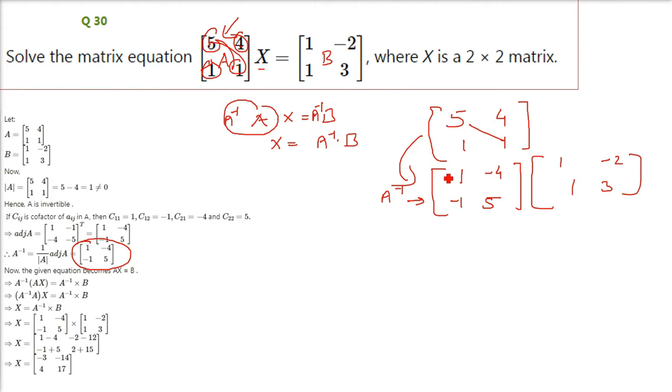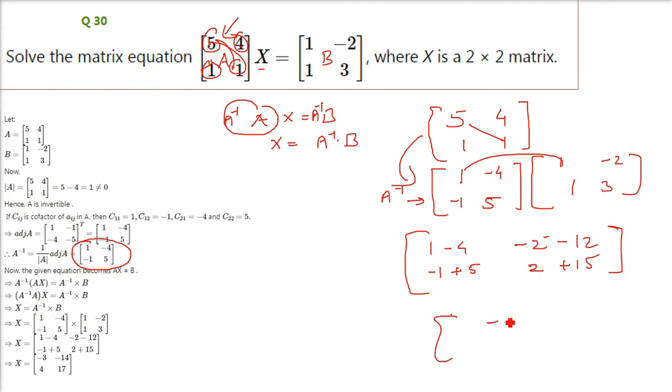Okay, so let us multiply row with column. 1 into 1 plus minus 4 into 1, so 1 minus 4. 1 into minus 2 and minus 4 into 3, minus 12. Minus 1 into 1 is minus 1, 5 into 1 is 5, plus 5. Minus 1 into minus 2 is 2, and 5 3s are 15. So what do you get? The first one is negative 3, this is negative 14, 5 minus 1 is 4, and 2 plus 15 is 17. So this is your X.